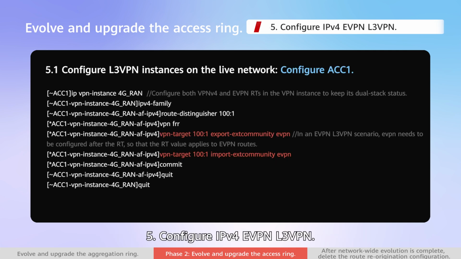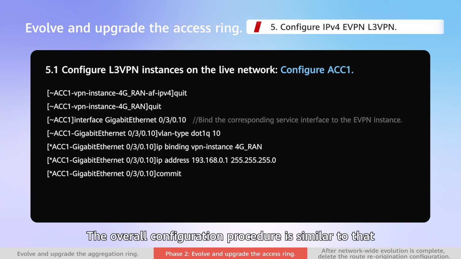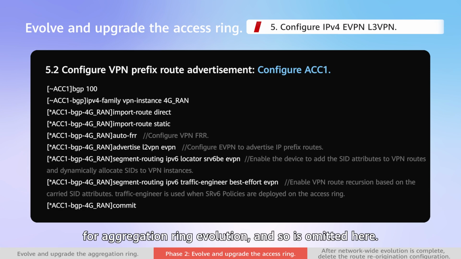Fifth, configure IPv4 EVPN L3 VPN. The overall configuration procedure is similar to that for aggregation ring evolution, and so is omitted here.